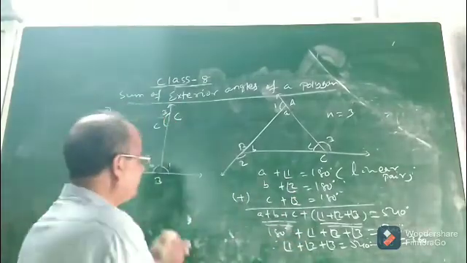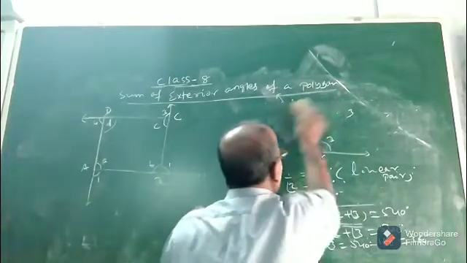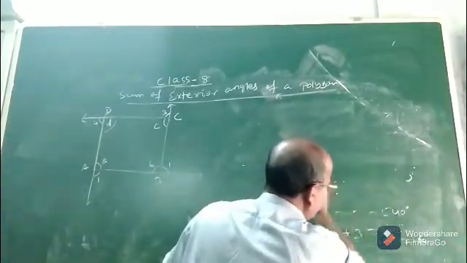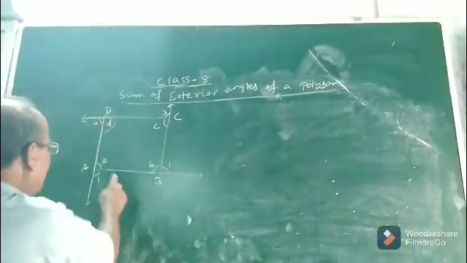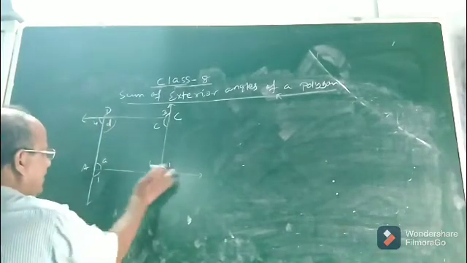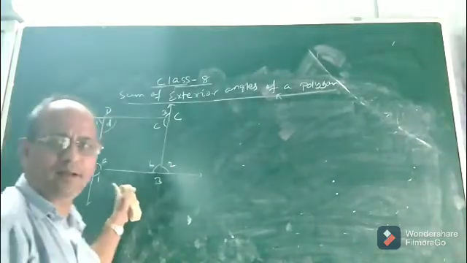Now let us see the second case. In case of a quadrilateral, see, I have drawn a quadrilateral. There are 4 interior angles and also 4 exterior angles. So what are the interior angles? The interior angles are angle A, B, C and D, and exterior angles are angle 1, angle 2, angle 3 and angle 4. And in a similar manner you can prove.